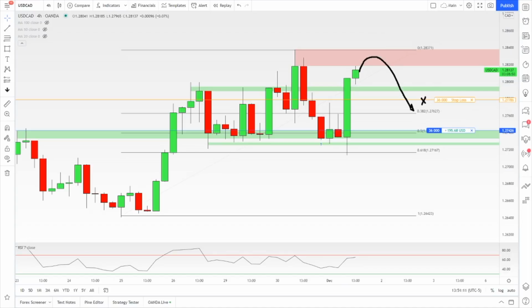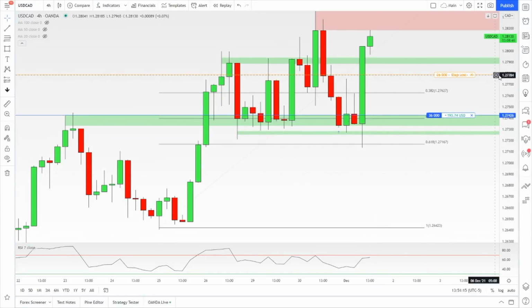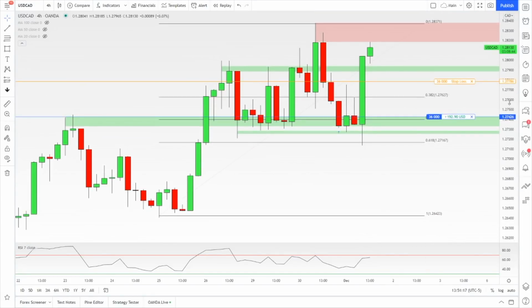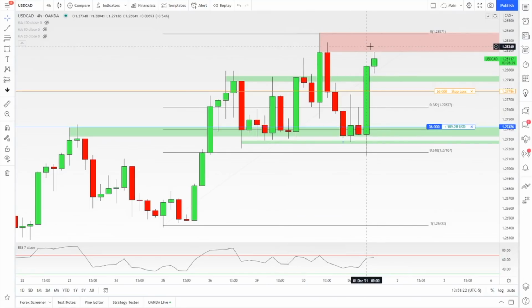The name of the game for me when trading is not to try and predict exactly what's going to happen every time, but rather to adapt and react to what the market actually does. So if markets do react negatively to this level, if we see sellers come in heavy, which we're seeing a little bit of rejection, we'll see if there's follow through, then I will stop out here. If price breaks through, just to reiterate, I will look to trail stops further.